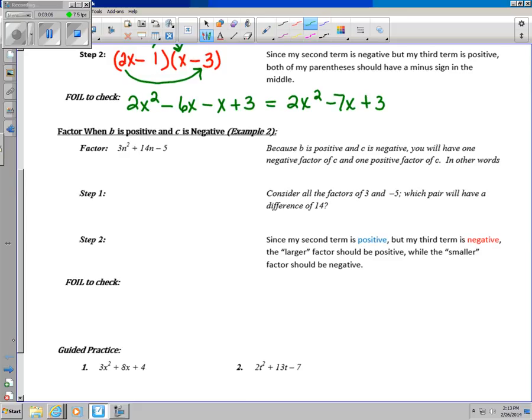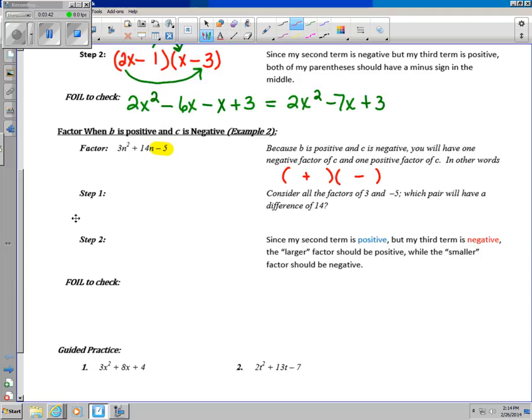We're going to now factor when b is positive and c is negative. So, since c is negative, that means I'm going to have a parentheses with a plus sign and one parentheses with a minus sign. So I'll be looking for the difference. I need to look for factors that will have a difference. Oh, look, I made a mistake again. Shocked, aren't you guys? Oh, I was right. Now I just made a mistake on the video. It does need to have a difference of 14.